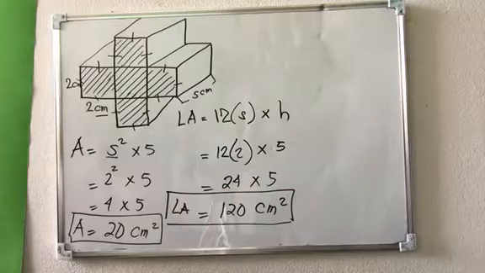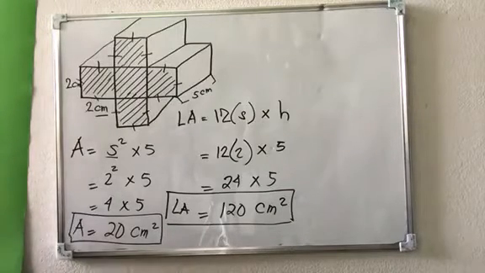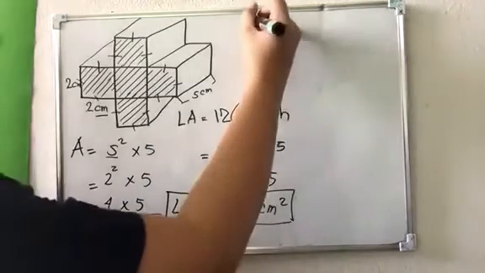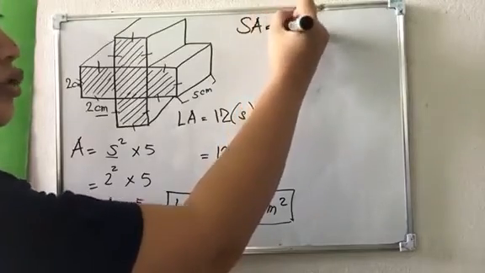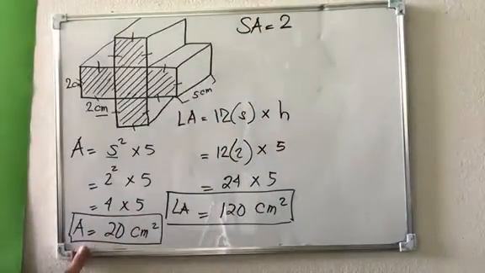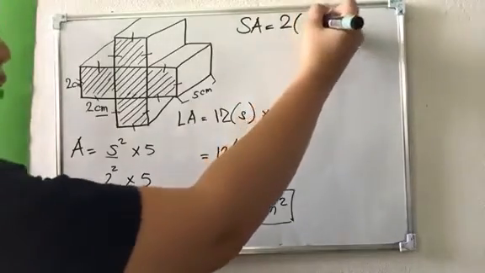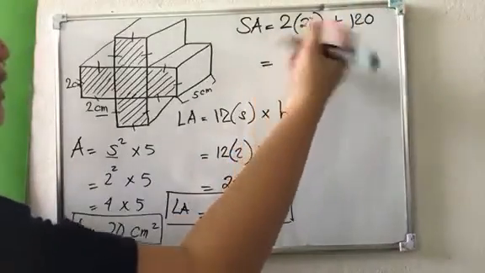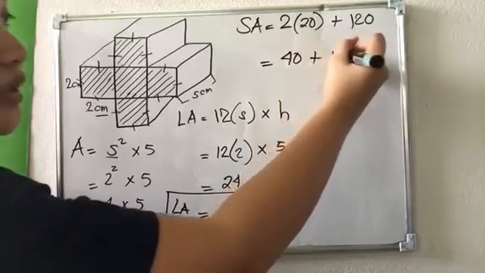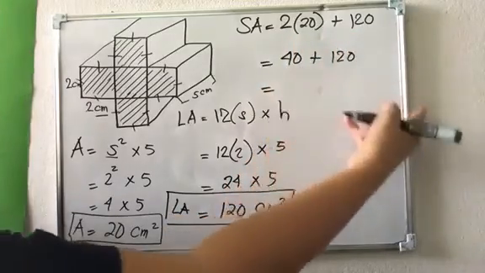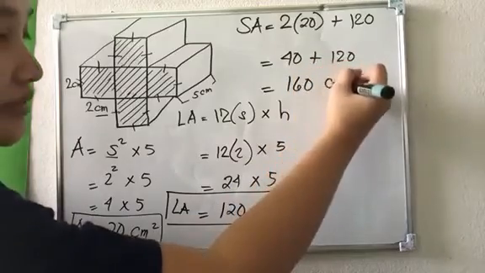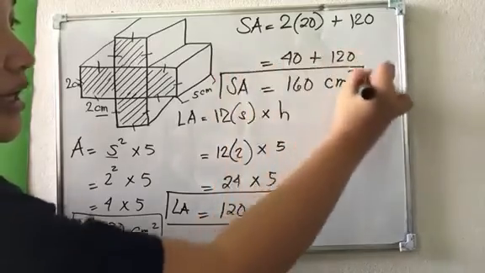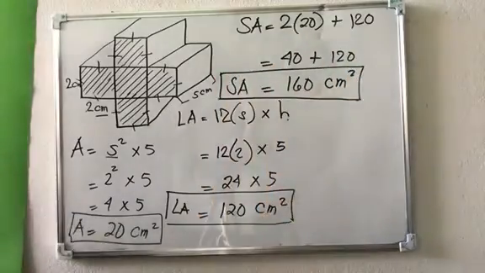Okay, so let's continue. We can now find the surface area of this given figure. We have the area of the base and the lateral area. So surface area is equal to 2 times the area of the base, 20, plus 120. So 20 times 2 is 40, plus 120, that is 160. What is the unit? Centimeter squared. So this is our surface area.